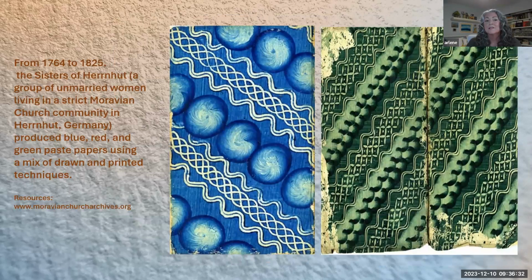From 1764 to 1825, the Sisters of Herrnhut, a group of unmarried women living in a strict Moravian church community in Herrnhut, Germany, produced blue, red, and green paste papers using a mix of drawn and printed techniques. They actually sold these papers, so it was a form of income for them.